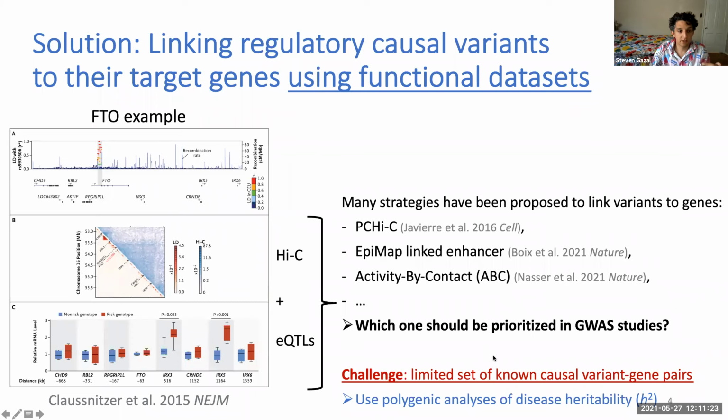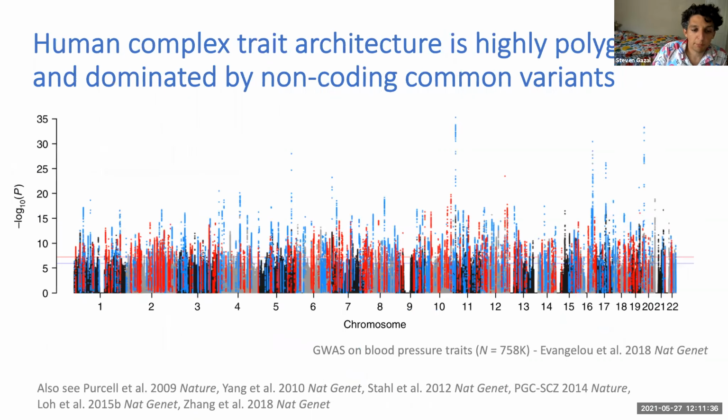functionally validated. Okay, and because this resource does not exist, I will use some polygenic analysis of disease heritability, which in other words means that for a given GWAS, I'm going to use the information observed on all the SNPs, not only the ones that pass some genome-wide significance threshold.